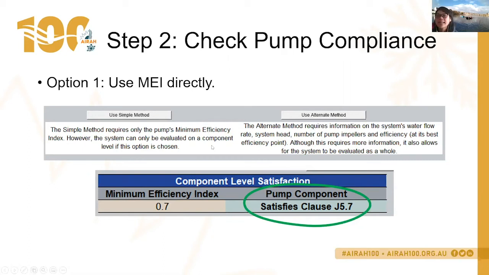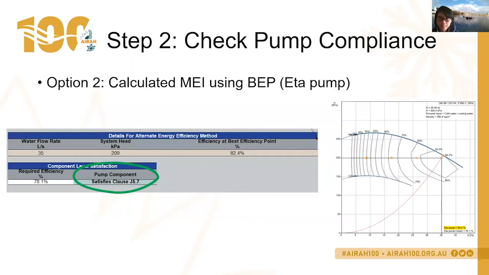The issue is that if we were to go through the rest of our compliance items and we found that we can't comply using a component-based approach, we may need to use a whole of system approach. If you were to use a whole of system approach to comply, you must use the alternate method approach, which I'll go through in the next slide.